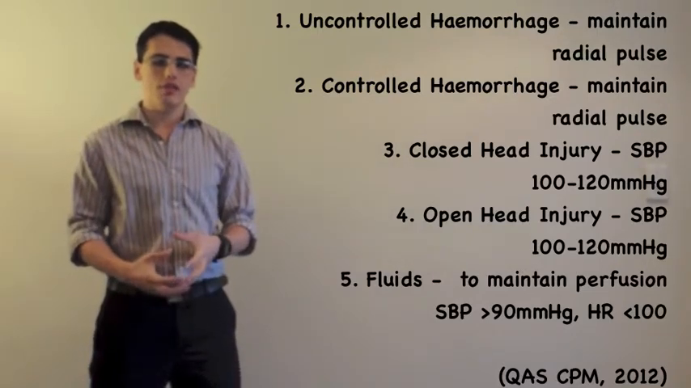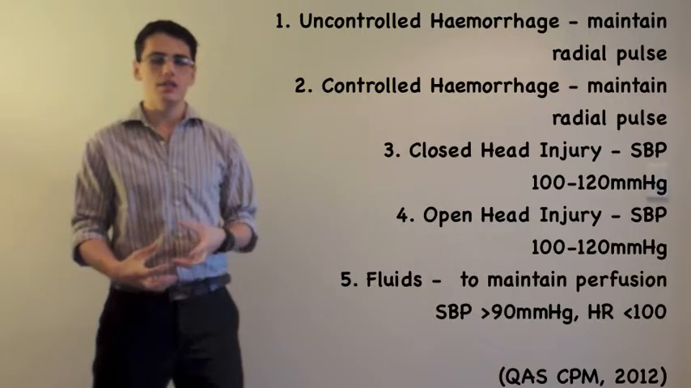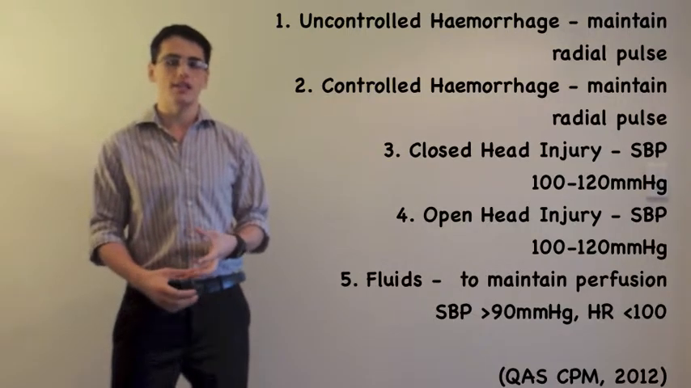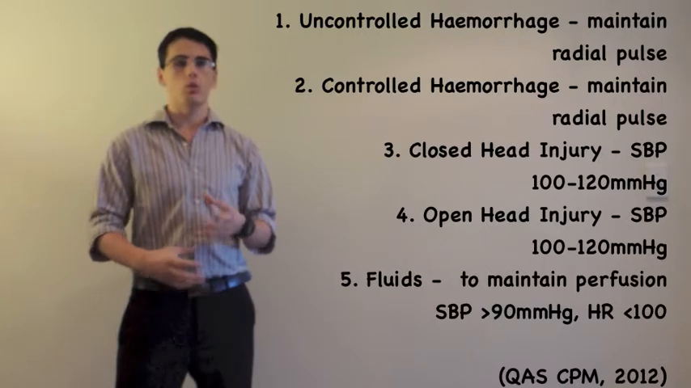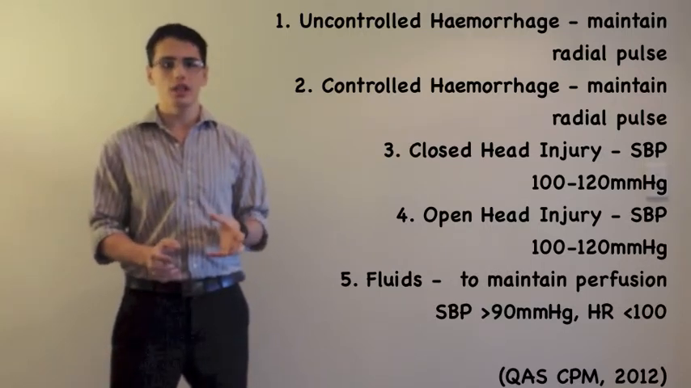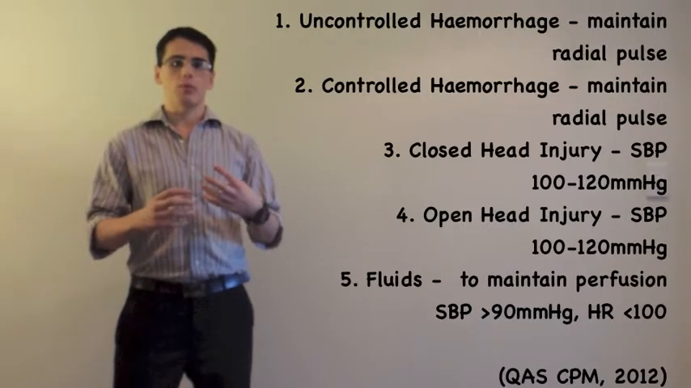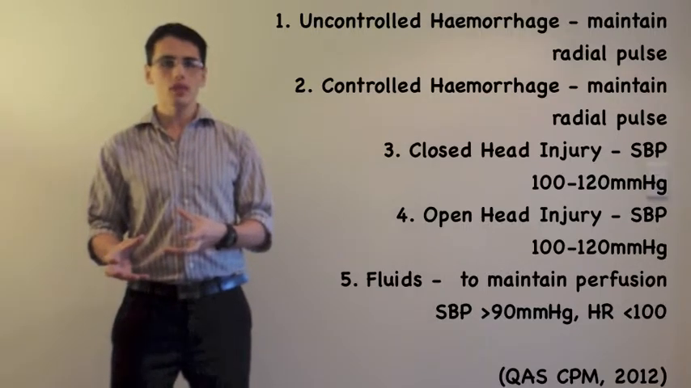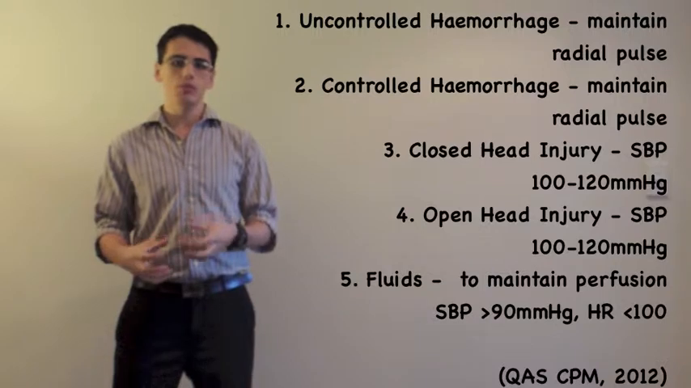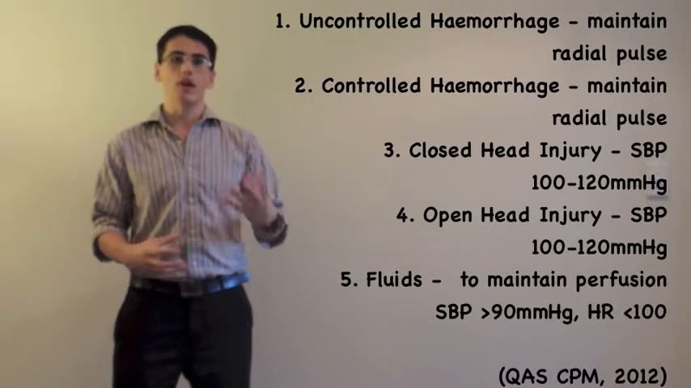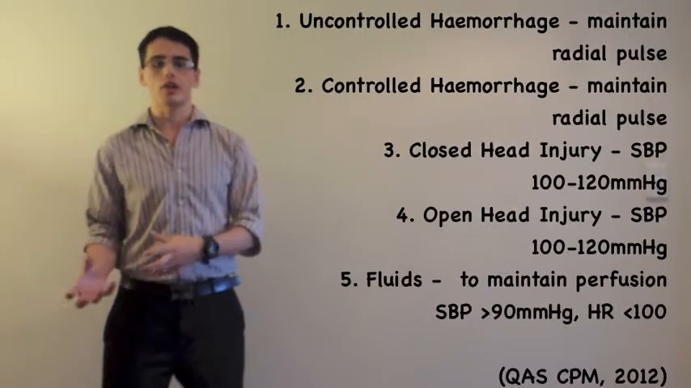It's important to know these for head injuries as well. With head injuries, both open and closed, we'd like to maintain the systolic blood pressure at about 100 to 120 millimetres of mercury, as well as with other fluids, we'd like to just replace the fluids to maintain that intravascular volume. So we'd like the blood pressure to be greater than 90 and a heart rate under 100.